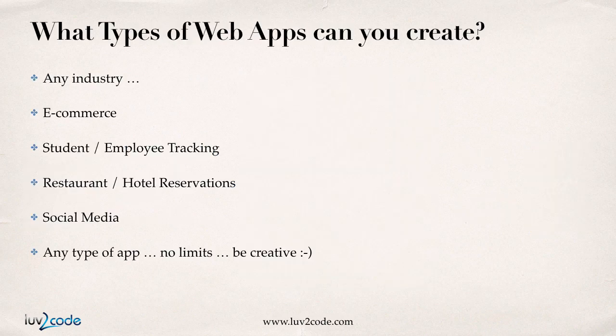All right, so here's another frequently asked question. Well, what types of apps can we create? Well, I always like to say that you can create apps for any industry. So you can build e-commerce apps. You could build maybe a student or employee tracking application. If you're building like a hotel or restaurant reservation app or a social media app like Twitter or Facebook, really any type of app, there's really no limit on the apps you can create.